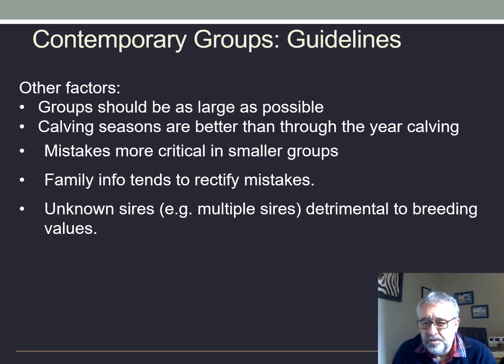It's also important to have calving seasons so that you can lump those calves together into a smaller group, and it's a more comparable group. You're leveling the playing field. The season is the same for everyone. And like I said, mistakes are more critical in smaller groups. And remember that family information will rectify mistakes.